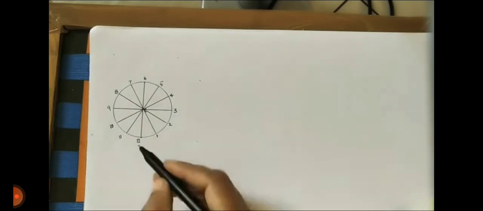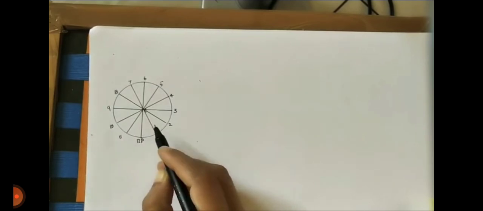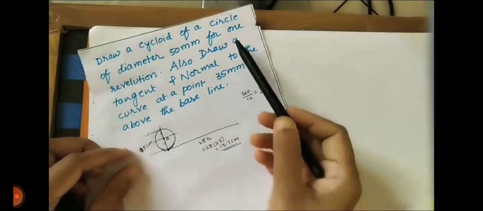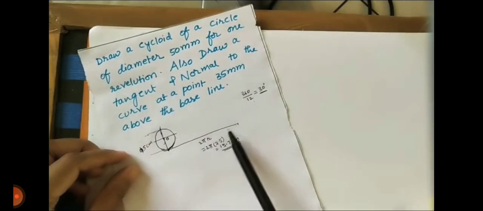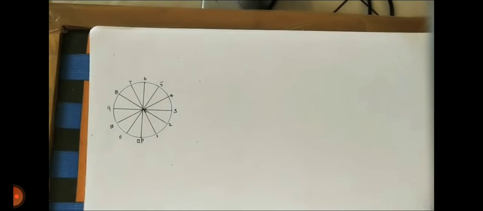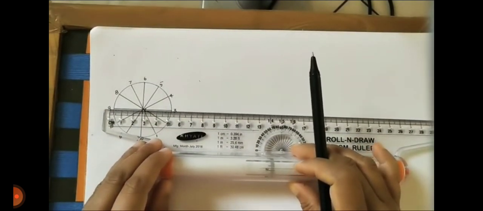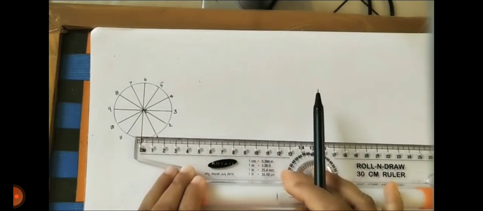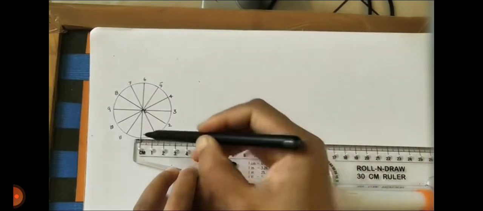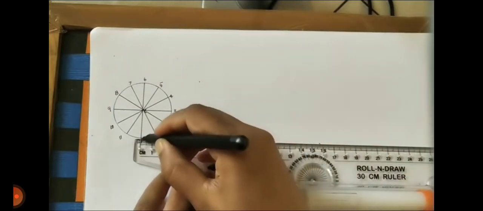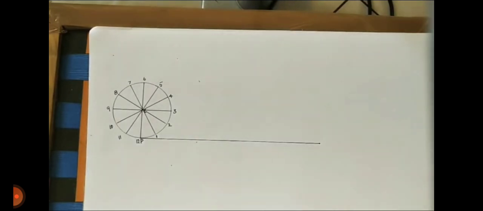After that we can draw a baseline. We draw the baseline from the point below the circle. This baseline is calculated by using the formula 2 into pi into r. By using that we can calculate: 2 pi r is equal to 2 pi into radius 25. Putting these values in the calculator, the distance is 197 mm. So by using a roller scale we can draw the baseline of 197 mm.